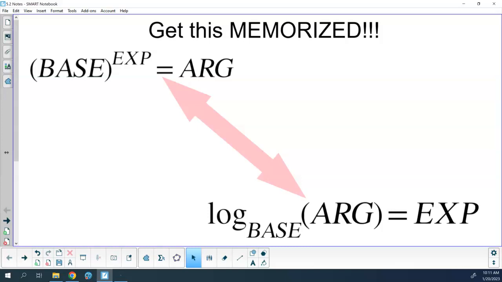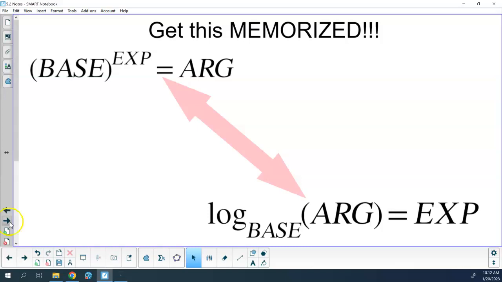So we need to know how to do that. If it's in logarithmic form, which we'll get to later on today, we're going to make it look like this. Then we're going to put it in exponential form. And that's how we're going to solve it. Memorizing these two relationships, that the base with an exponent equals argument is the same as log of the base of the argument equals exponent, is crucial. Okay? Everybody got it written down?